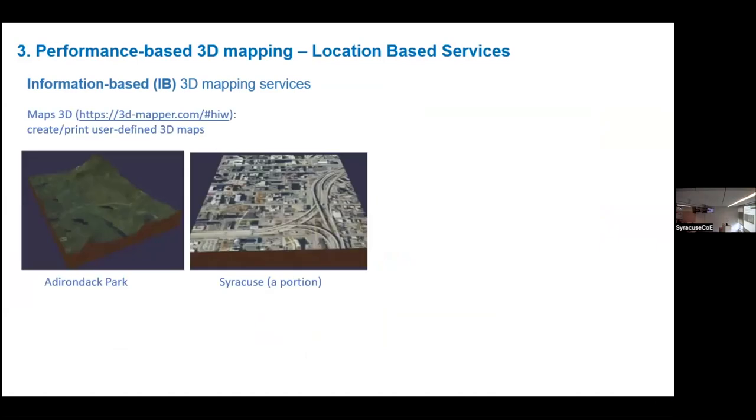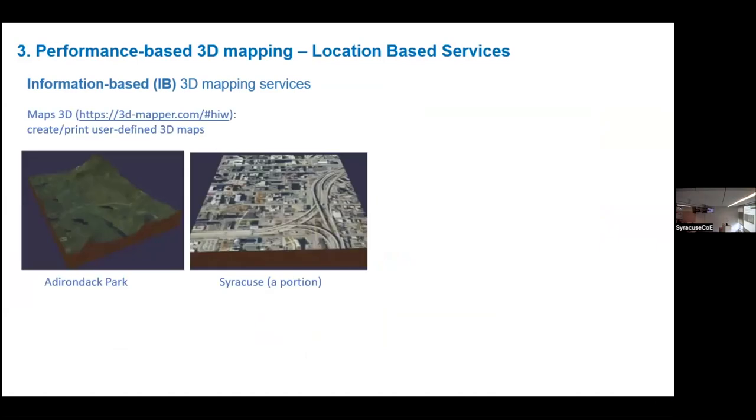The third one, performance-based 3D mapping. It's called location-based services, okay? And what is this? Basically, most of the maps you see are typically called information-based 3D mapping services. I'll give you an example.